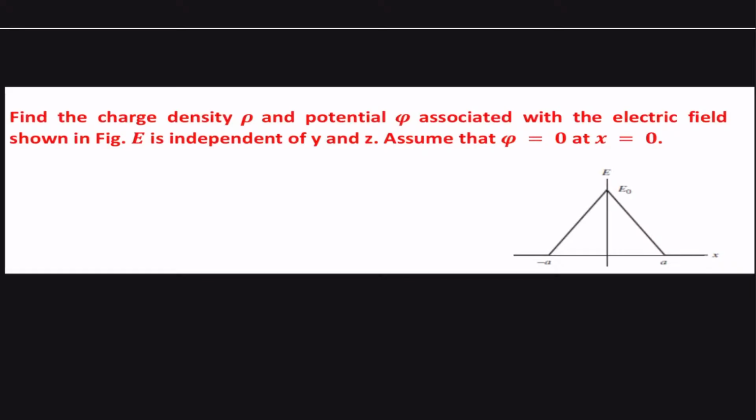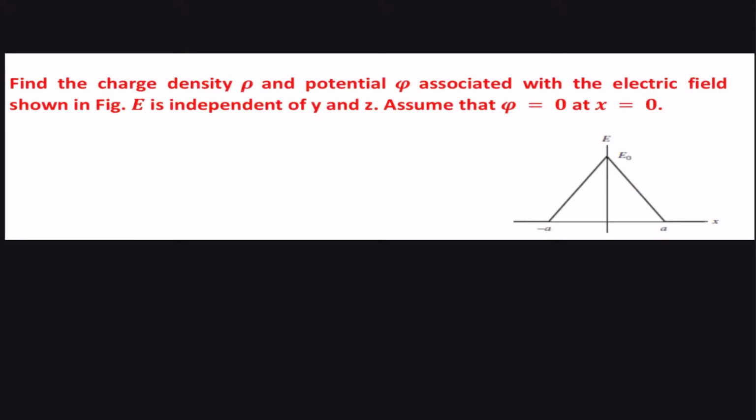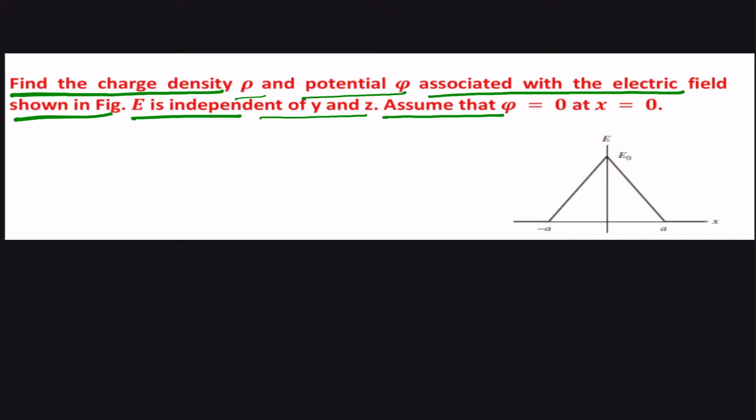So the first question, we are given that find the charge density rho and the potential phi associated with the electric field shown in the figure. E, the electric field, is independent of y and z. Assume phi is equal to 0, that is our potential is 0 at x is equal to 0. So a basic graphical representation of the electric field is given to us.